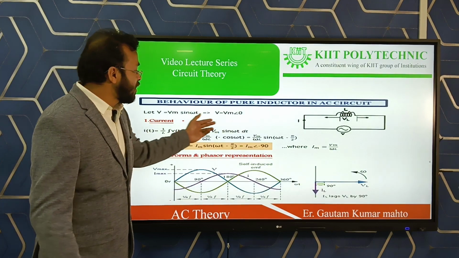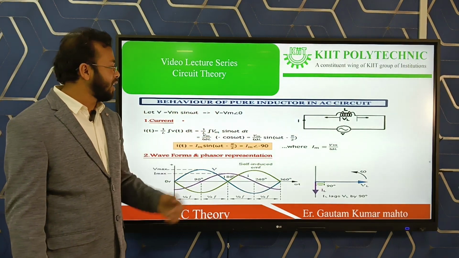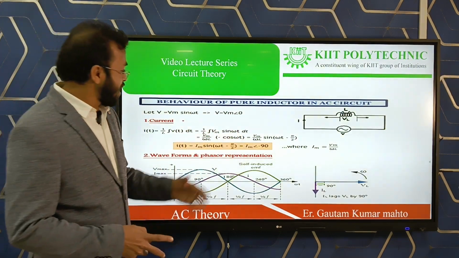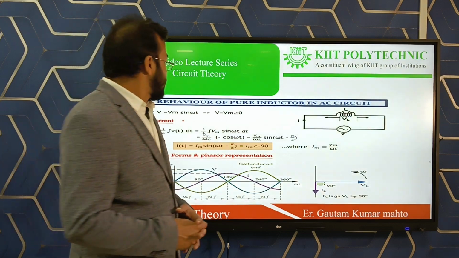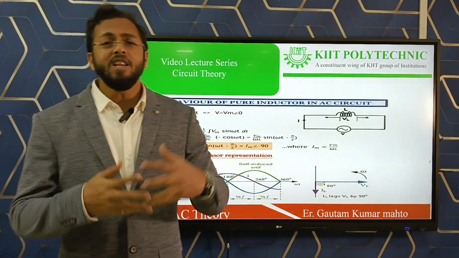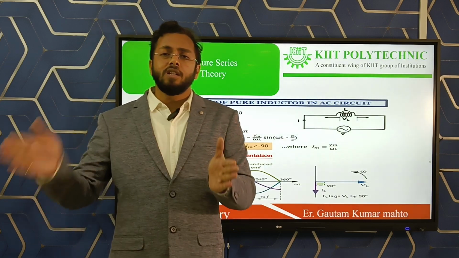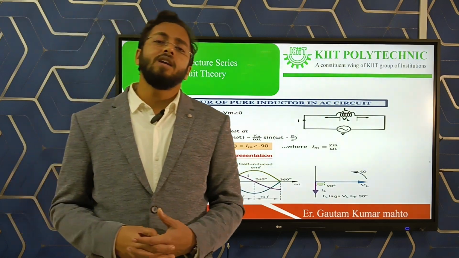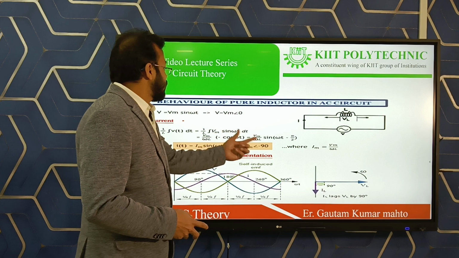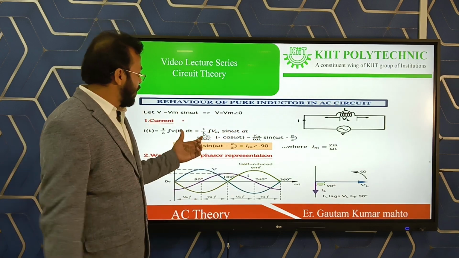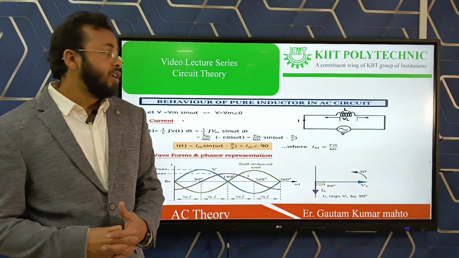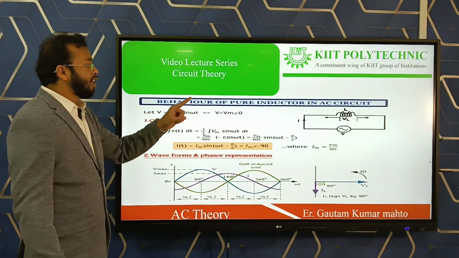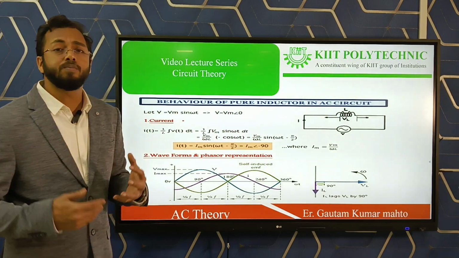If you integrate the voltage waveform Vm sin omega t and divide by L, you will get the value of current: Vm by omega L times minus cos omega t. Minus cos omega t can also be represented in sine form as sine of omega t minus pi by 2, because sine of omega t minus pi by 2 is equal to minus cos omega t. Therefore we can write I is equal to Im sine of omega t minus pi by 2. You can compare that the voltage is Vm sine omega t and the current is Im sine of omega t minus pi by 2.